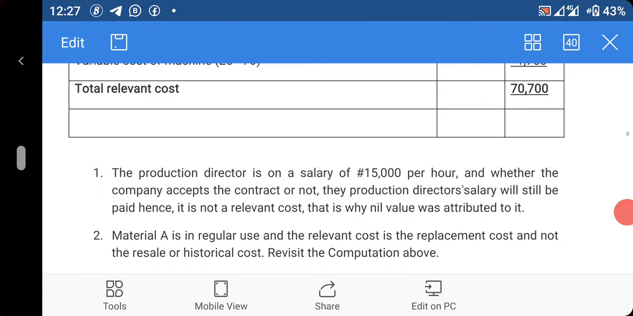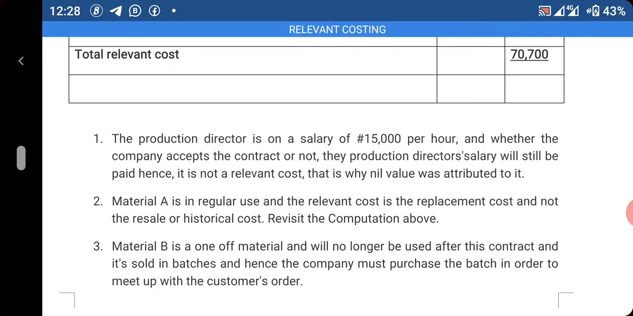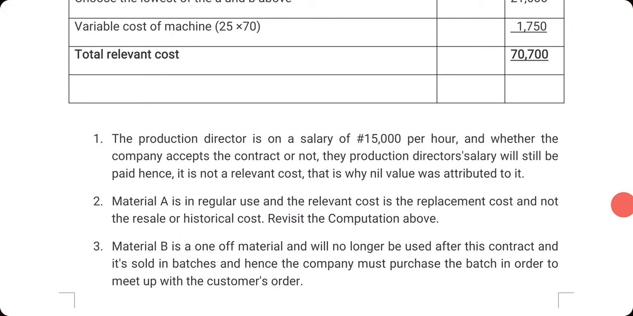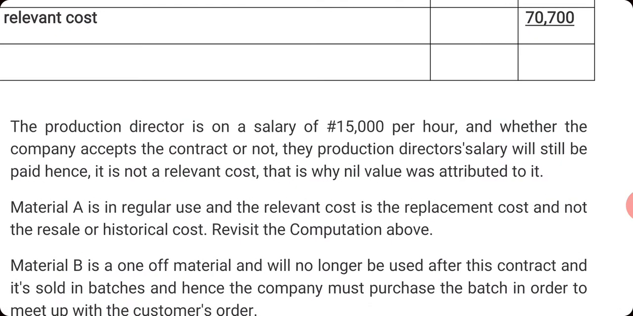Now, working number 1, I explained. He said the production director is on a salary of 15,000 naira per hour. You see, that was what the question said. Whether the company accepts the contract or not, the production director's salary will still be paid. Hence, it is not a relevant cost.